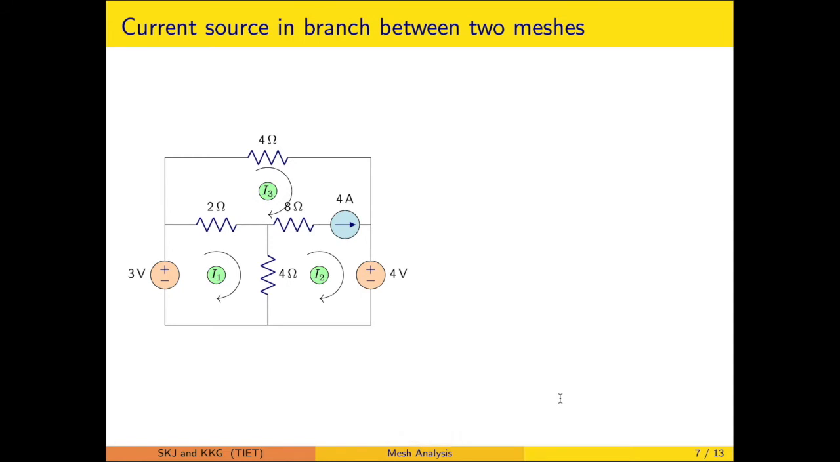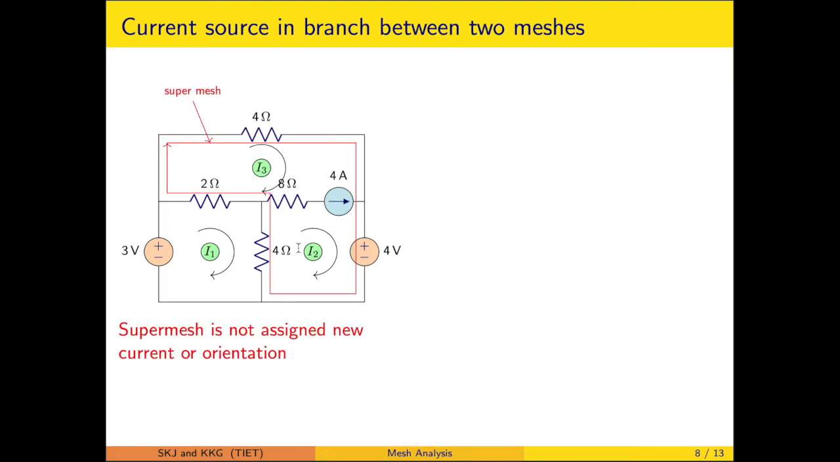Now the current source is mutual between the two meshes. Previously, when the mesh current was associated directly with a current source value, we eliminated that mesh equation. Now we will make use of the supermesh analysis. What the supermesh suggests is that you combine the two meshes in which the current source is present on a mutual or common branch.